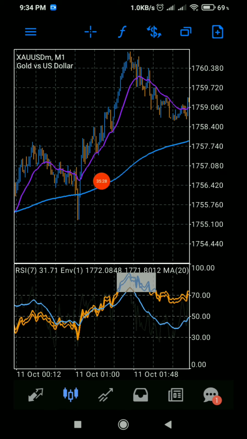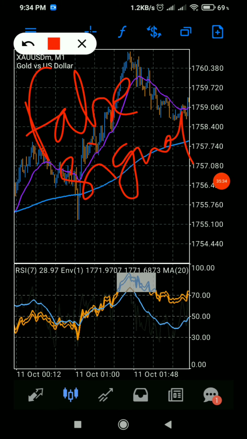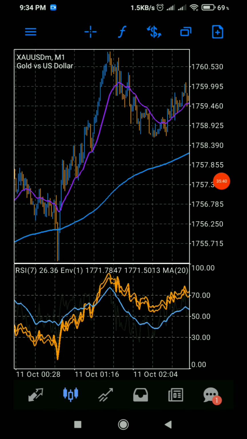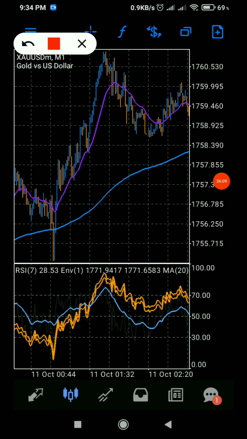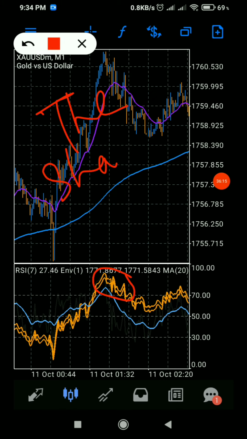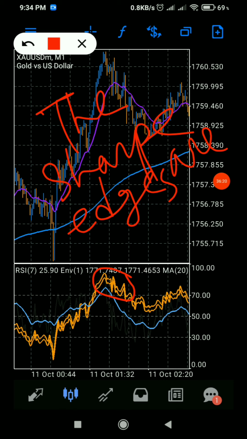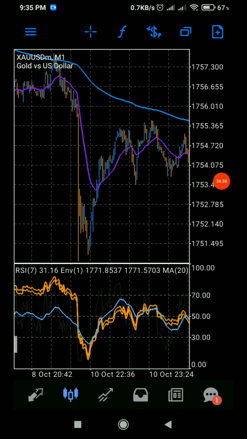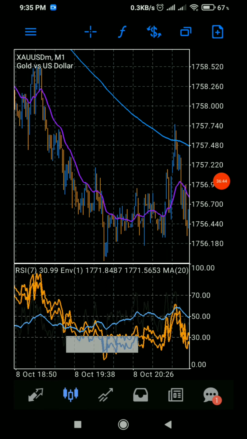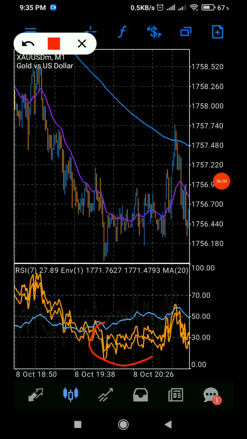And this is definitely a false signal. So how did you know it is a false signal? As you see here, a false signal takes place above the 70 and then blue crosses 50, so sell from here. But you shouldn't do that, because you have to see the sharp edge. So here the sharp edge has collapsed. That is twisting too much. As you know, the orange line has two lines, and if you see the two lines twisting too much in the area, you have to avoid it.